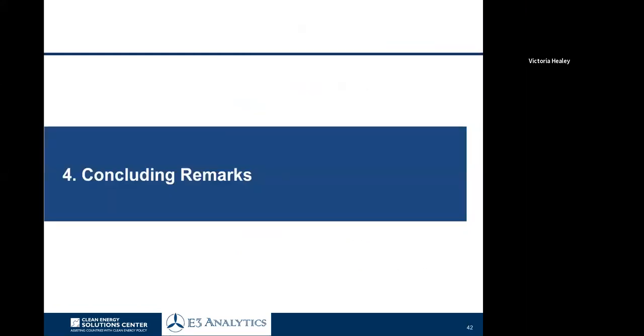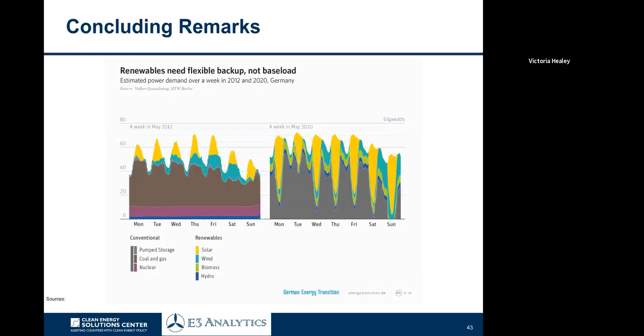So a few concluding remarks. As I've said a few times throughout the presentation, renewables need flexible backup, not baseload. This chart shows the differences between a week in May 2012 and a week in May 2020. And you can see the dramatic differences in the power profile and the net residual load in gray that's effectively unmet by renewables.